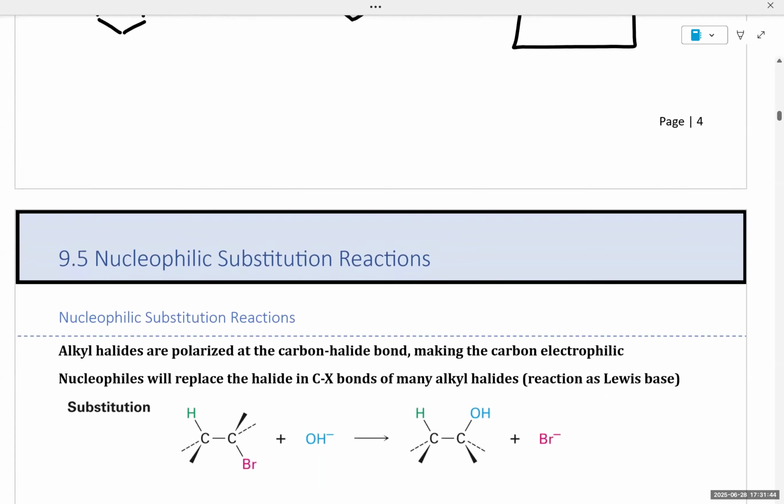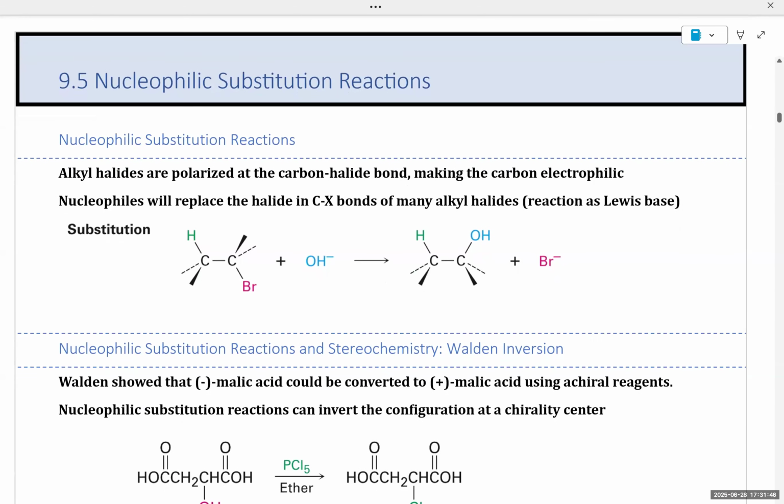Okay, continuing on, let's now talk about nucleophilic substitution reactions. If we think about alkyl halides, they are polarized with the carbon-halide bond. The carbon is electrophilic, and as a result, nucleophiles can attack and replace the halide in carbon-halogen bonds for many alkyl halides. So in this case, if you have a carbon-halogen bond and a nucleophile, that nucleophile can attack and displace your halogen via a substitution reaction.